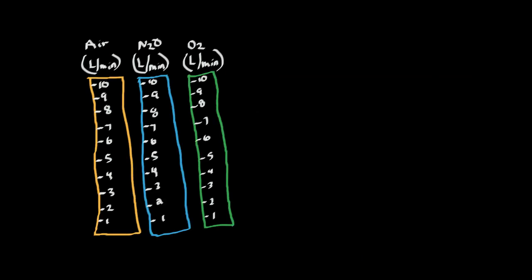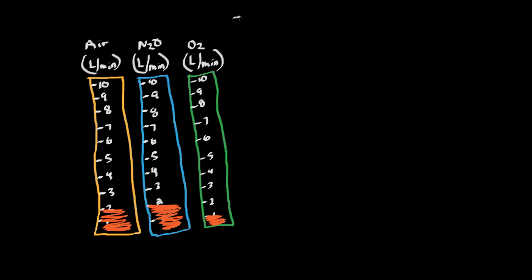Okay, so far we've been doing examples that only use 2 gases, but sometimes we're in a situation in anesthesia where we would like to use air, nitrous, and oxygen. So let's adjust our flow meters. We'll adjust oxygen to 1 liter per minute, our nitrous to 2 liters per minute, and our air to 2 liters per minute.